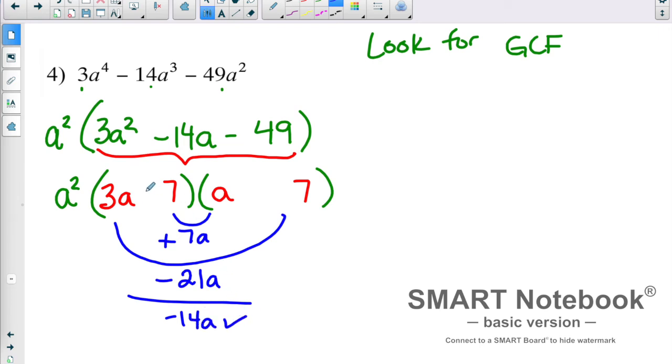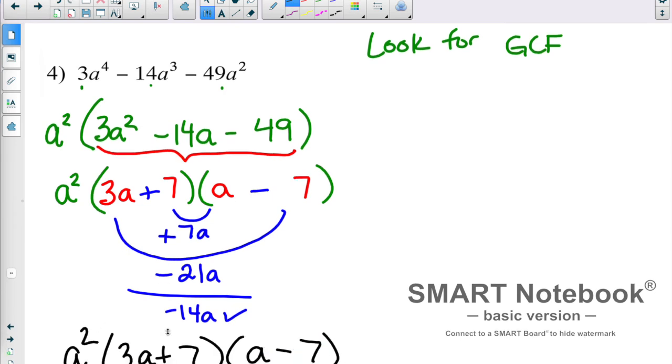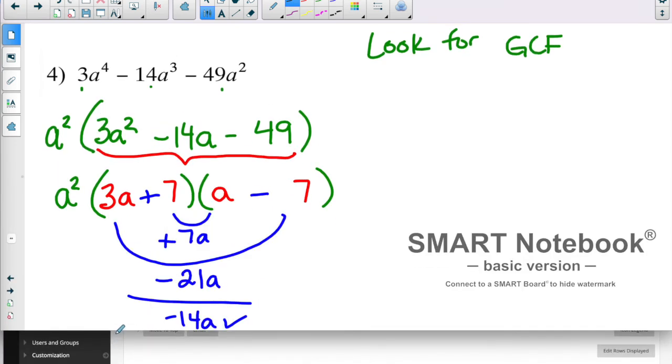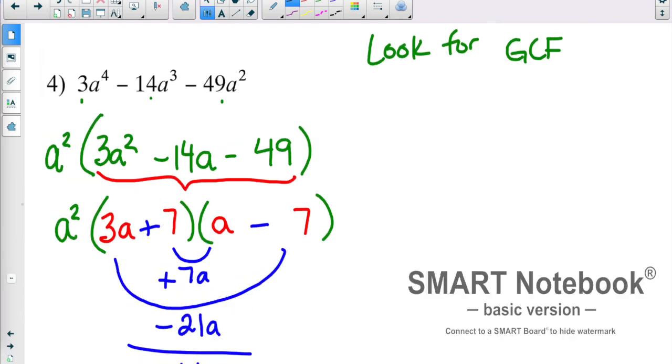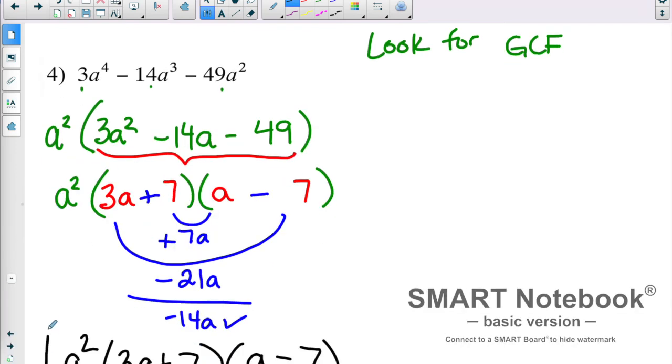So we actually want 3a plus 7 and a minus 7 because we needed the negative 21 here. So that's our factored form: a squared times (3a plus 7) times (a minus 7).